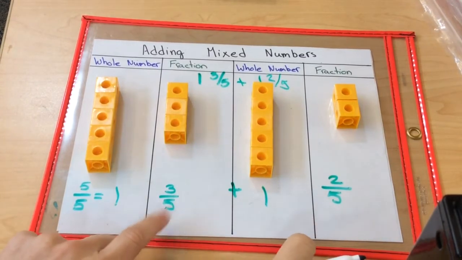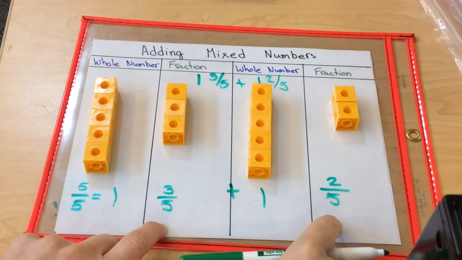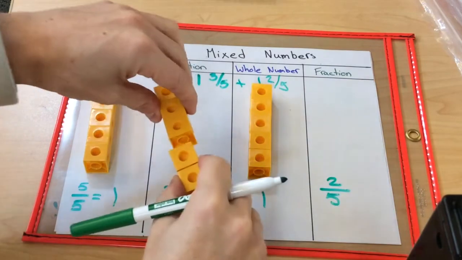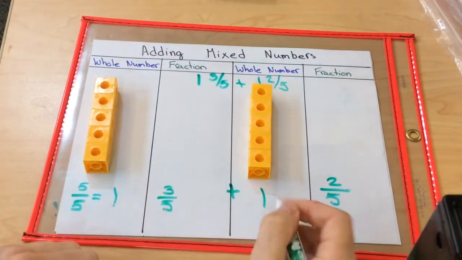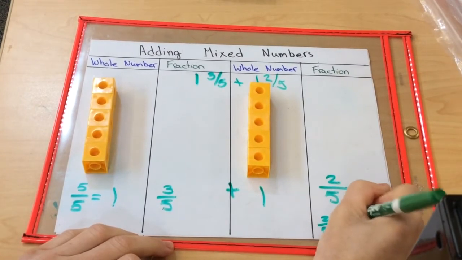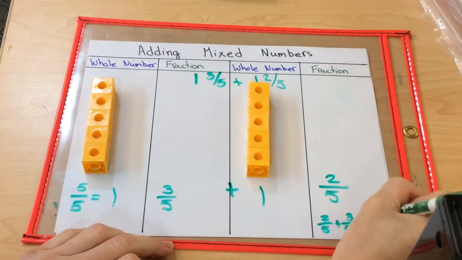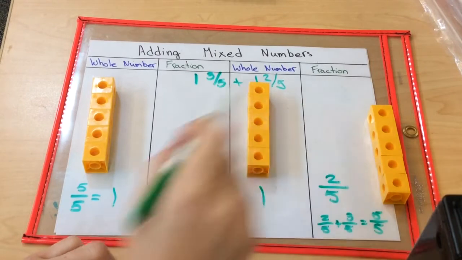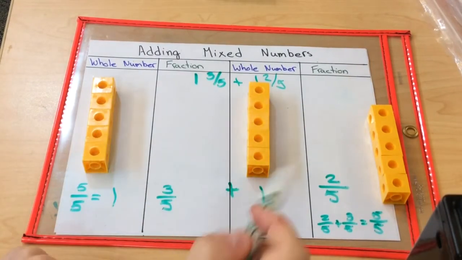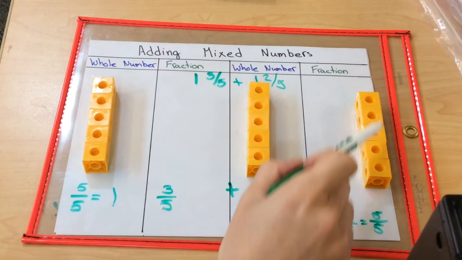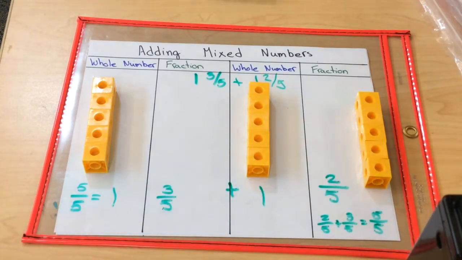So I'm going to start by adding 3/5 plus 2/5. And I know that my denominator is not going to change. So 3/5 plus 2/5, if I smush those together, will equal 5/5. And I can see that right here. 1, 2, 3, 4, 5. 5/5. So when I put my fractions together, it made another whole. Because remember, 5/5 is equal to 1. So I was able to put my fractions together, and it created another whole.